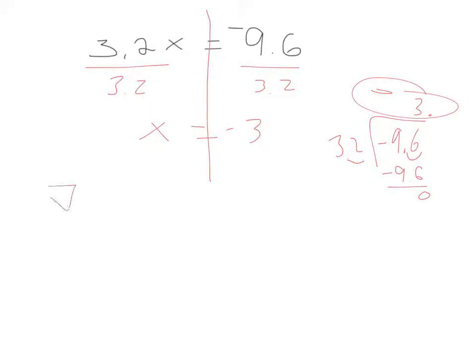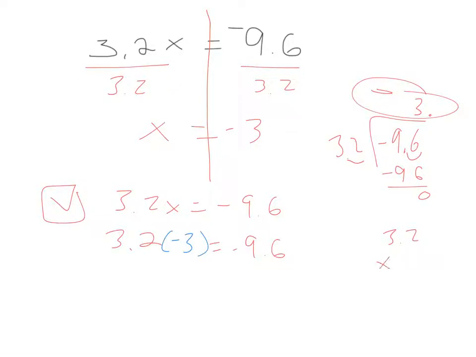So now I go back and I check it. I rewrite the problem. Then I plug in the negative 3. And then I do 3.2 times negative 3, and our answer should be negative. And one number's behind the decimal, so we're going to have one number behind the decimal in the answer. So it's going to be a negative 9 6/10.